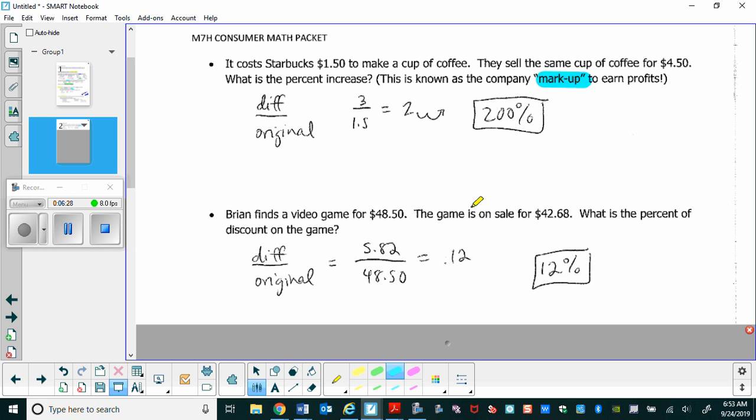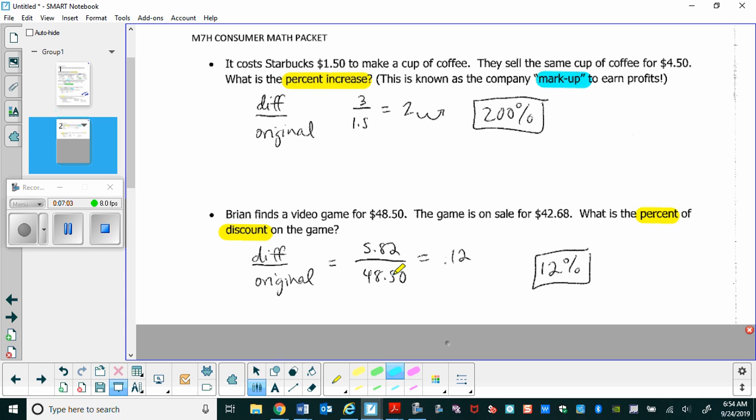All right. Brian finds a video game for $48.50, and the game is now on sale for $42.68. What is the percent discount of the game? So this is, again, a type of problem that you've seen before, and now here it is mixed in with all these other percent of change problems. When we're looking for a percent of discount, that's a percent of decrease, all right? So for the problem up above, that's a percent of increase with a markup, and discounts are obviously a percent of decrease. So if you subtract here, we can see that the game is on sale for $5.82 off.